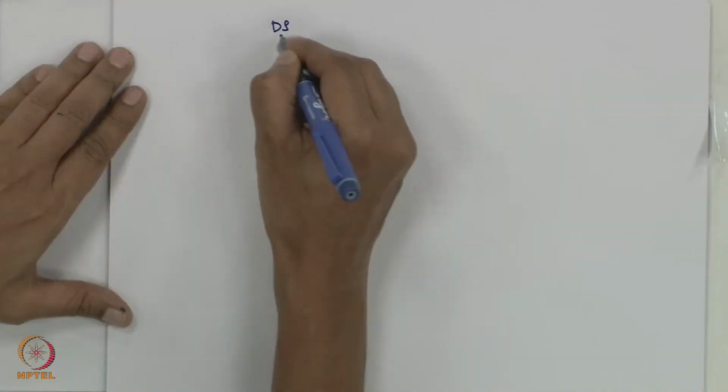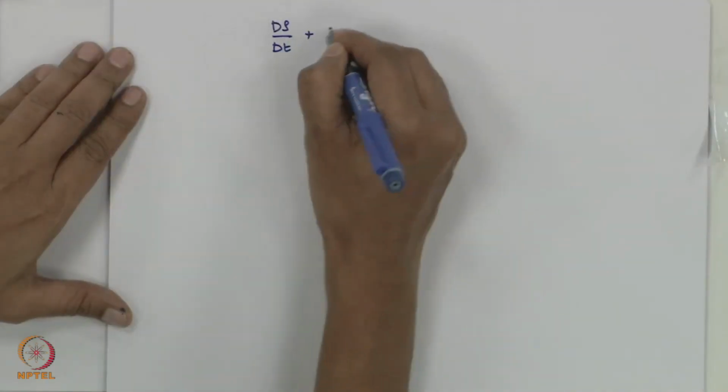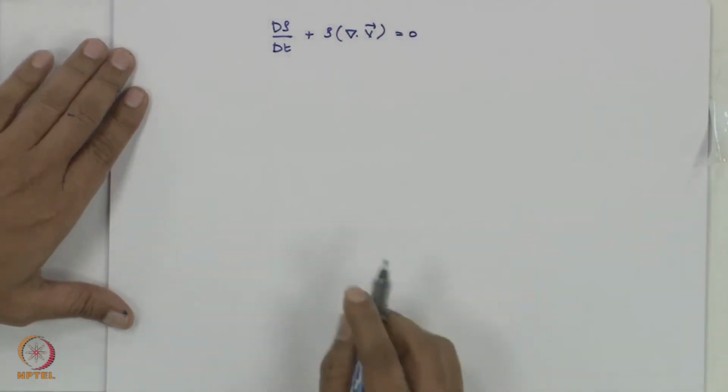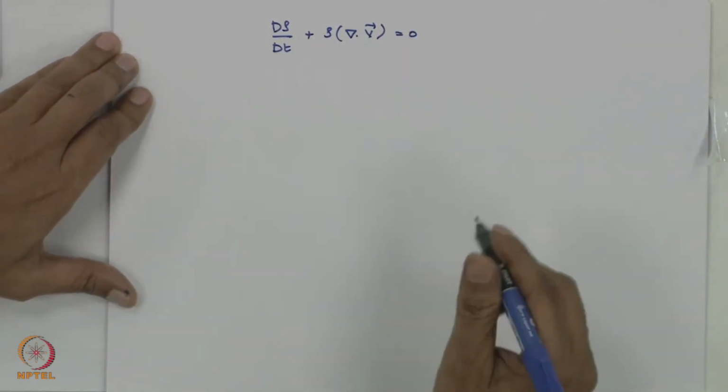So what we will try to do is summarize all the equations we have written so far. What did we get? d rho by dt plus rho del dot v equal to 0. This is conservation of mass.